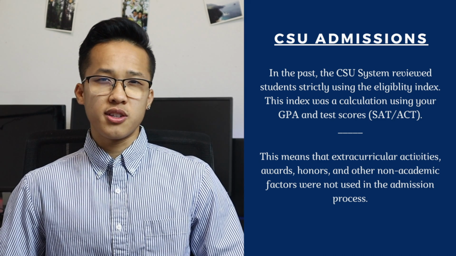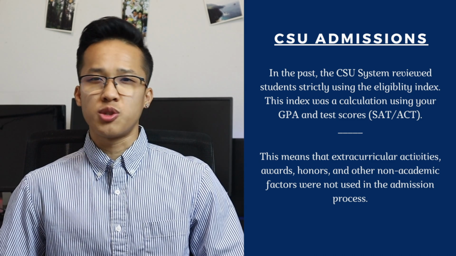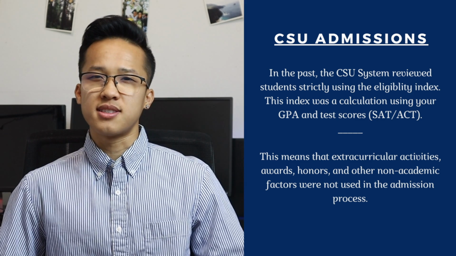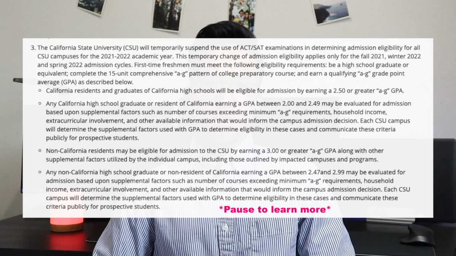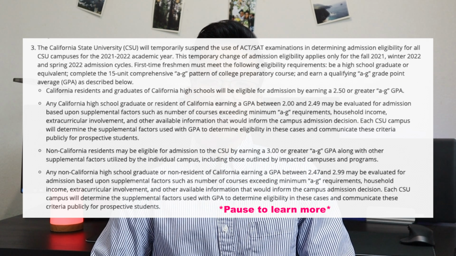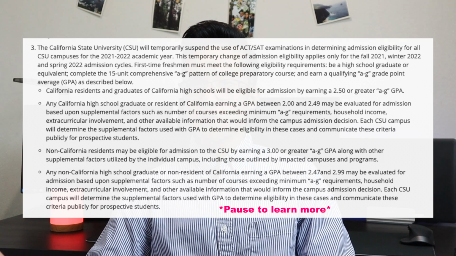Essentially, the eligibility index is a calculation of your test scores as well as your GPA. And when I say test scores, that usually means the ACT or the SAT. However, with all that being said, there are some changes that students should be aware of. Specifically, if you're applying for the 2021 to 2022 academic calendar, there are some changes for your specific academic year that you should know about.